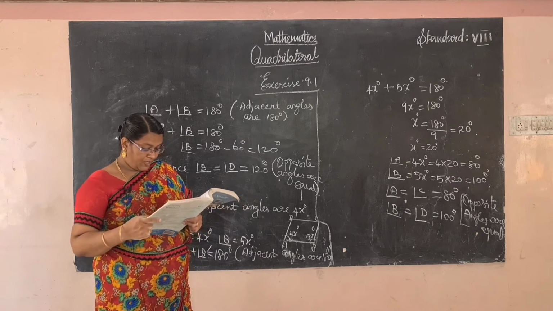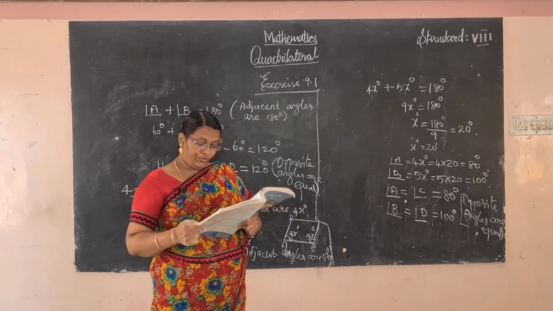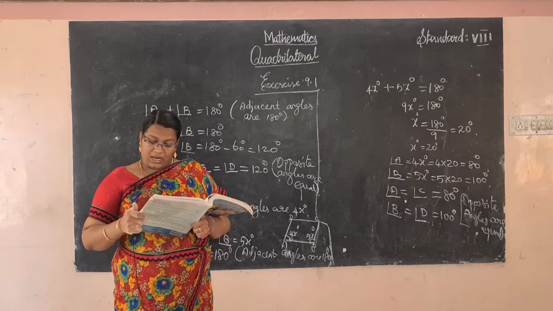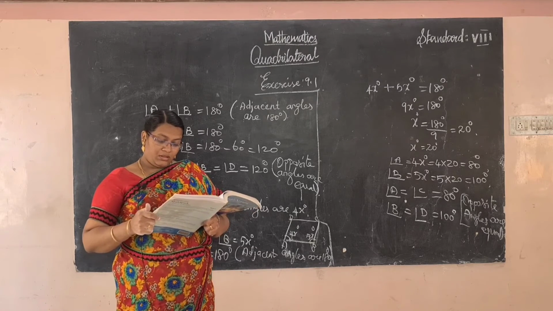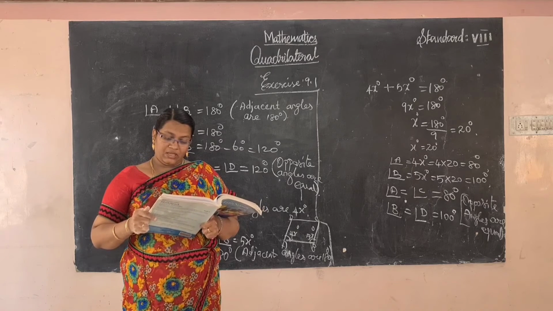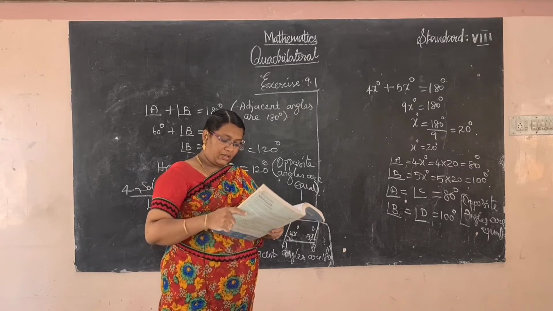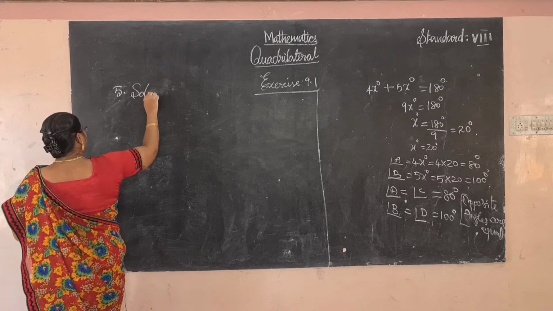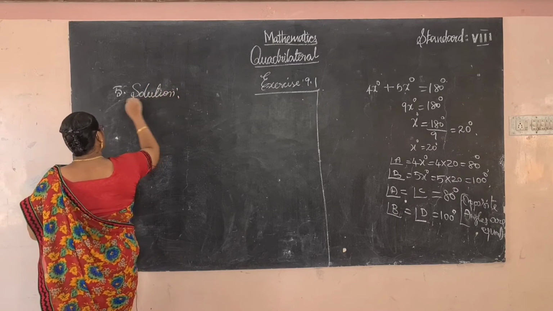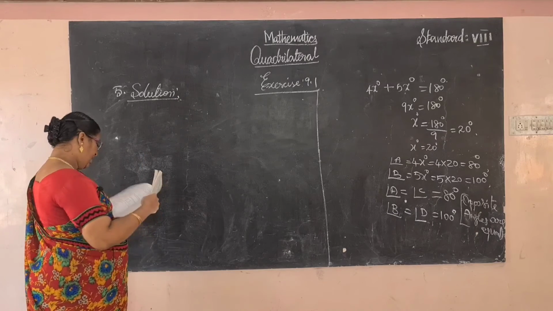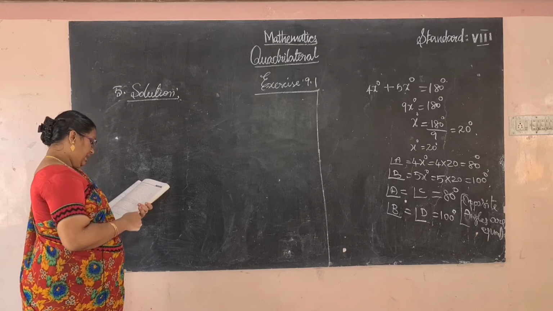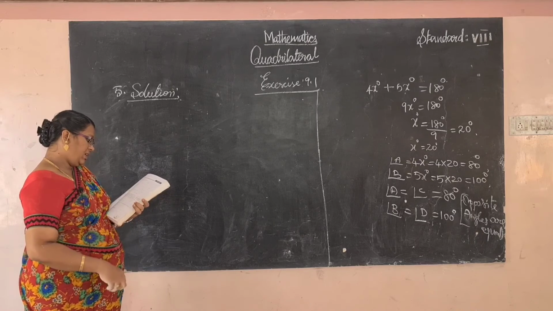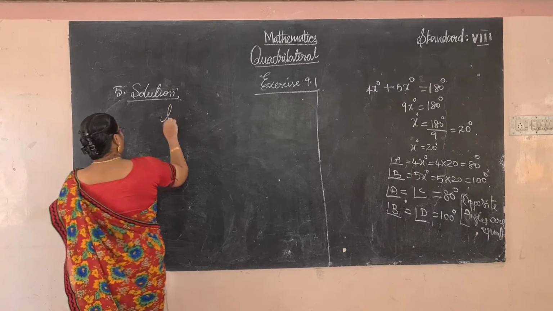And next one, fifth problem. Find the length of a diagonal of the rectangle whose sides are 15 centimeters and 8 centimeters respectively. The length of the diagonal of the rectangle is to be found. Okay, we have to find the length of the diagonal, whose sides are given. So sides L and B are given.